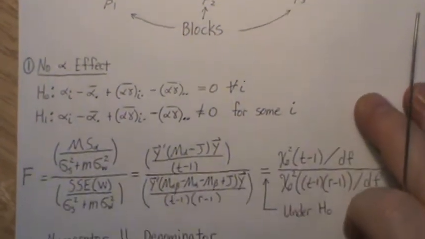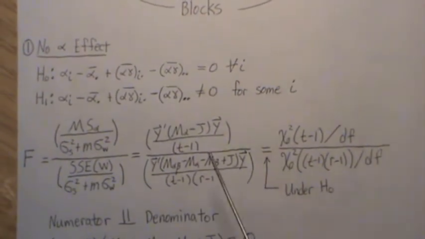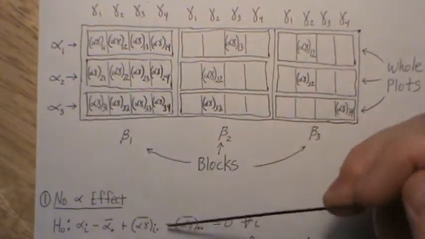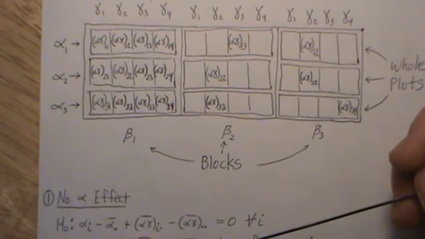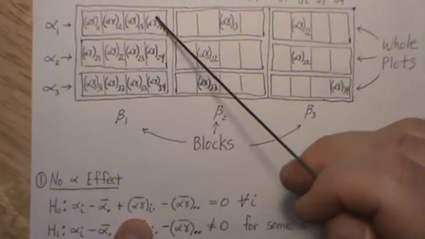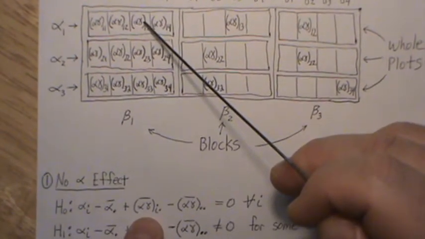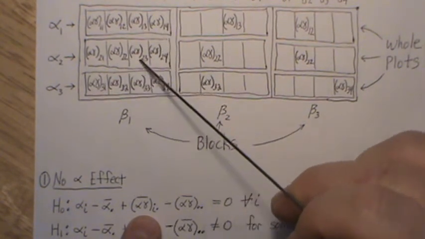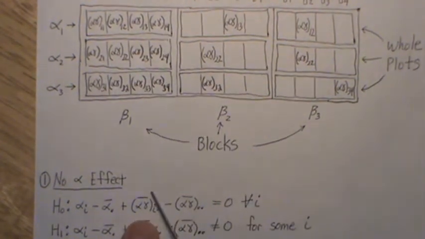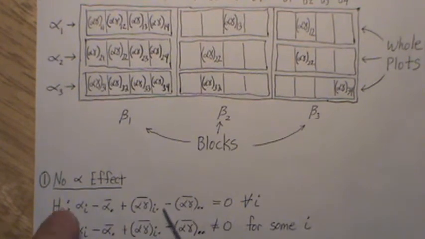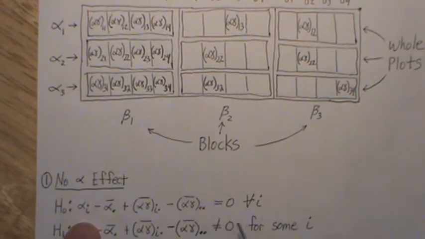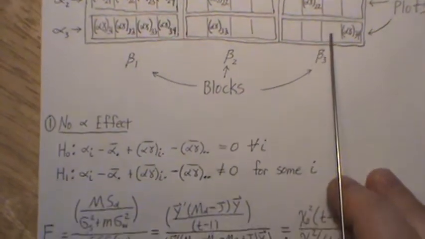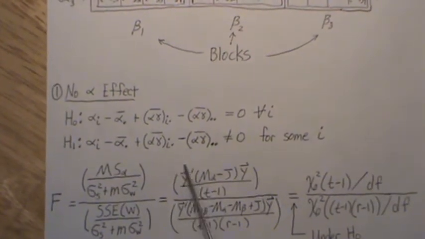So there's no alpha effect. The alphas all have to equal some overall effect. And then the average of these interaction terms has to equal the average of these interaction terms. And that's what this piece is saying. In order for there to be no effect, those have to sum to 0. If there is an effect, something in there is not 0.